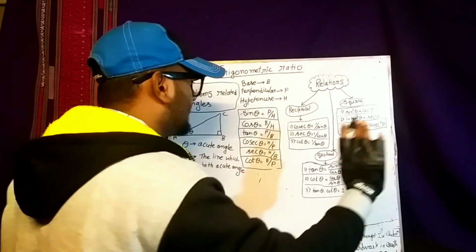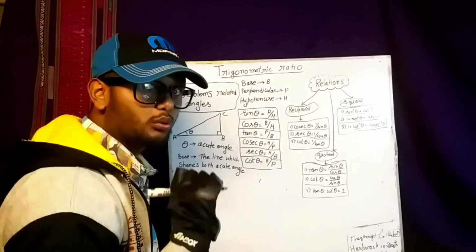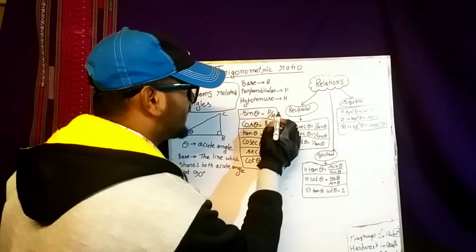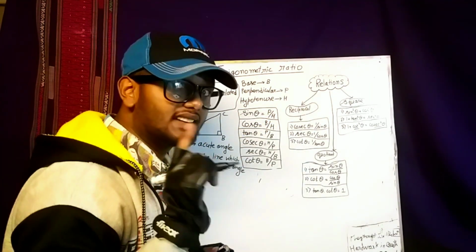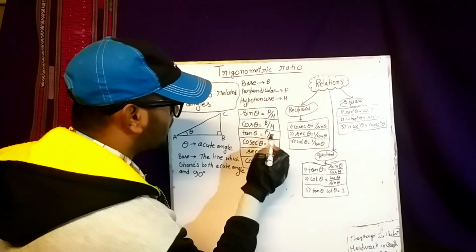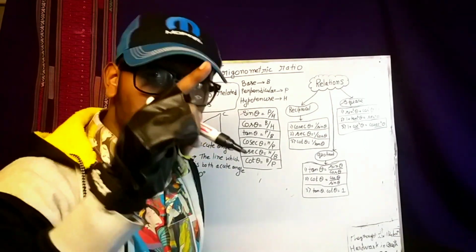Okay? Keep it in hand state. Now, sin theta is perpendicular by hypotenuse and cos theta is base by hypotenuse. So divide sin theta by cos theta. This hypotenuse and this hypotenuse will get cancelled out, so we will remain with perpendicular by base. And what is perpendicular by base? This is tan theta. So tan theta is equal to sin theta by cos theta.